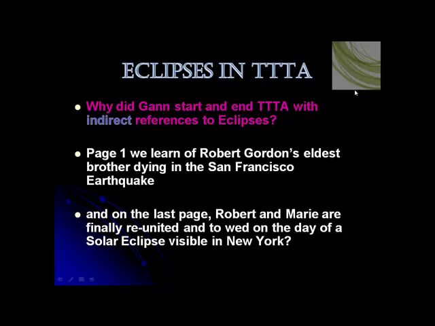Now, eclipses in Tunnel Through the Air. Why did Gann start and end Tunnel Through the Air with indirect references to eclipses? For example, on page 1 we learn of Robert Gordon's eldest brother dying in the San Francisco earthquake. Now, we know there's a high correlation between eclipses and earthquakes, so Gann is obviously teaching you something there. And on the last page, Robert and Maria are finally reunited and wed on the day of a solar eclipse visible in New York, in 1932.